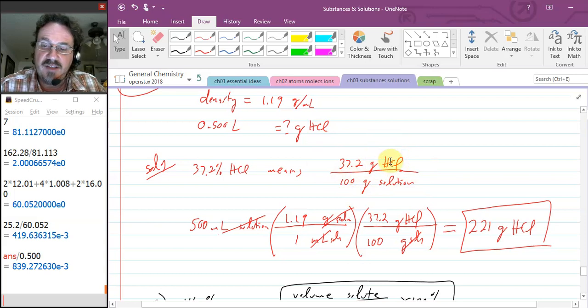37.2 grams of HCl. HCl is here, so 37.2 and 100 there. Grams of the solution cancel, leaving me with just grams of the solute. Grams of HCl, which is exactly what they asked me for. So I can put my equal sign, grams of HCl, and I pump all the numbers through. Turns out to be 221 grams of HCl.